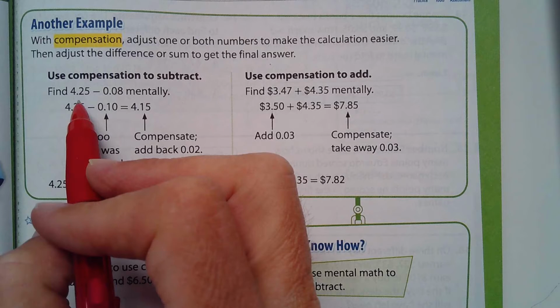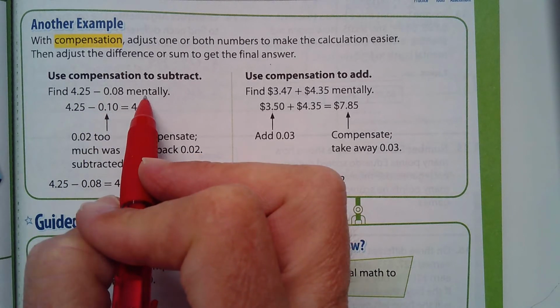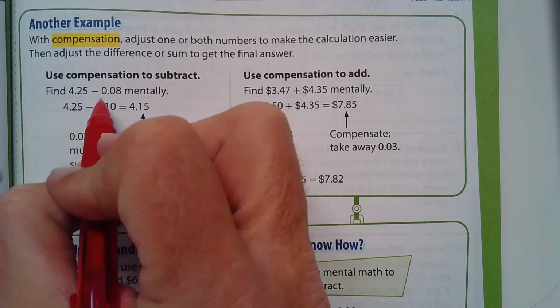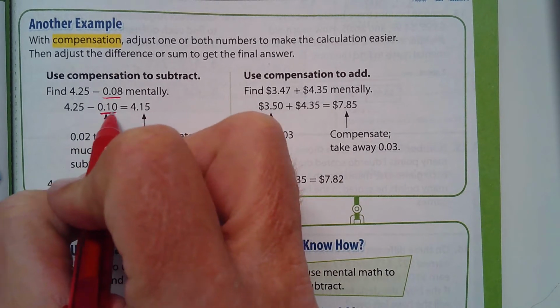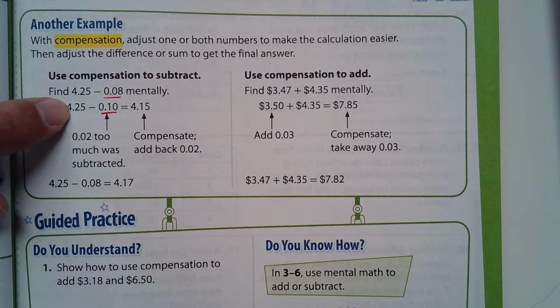It says find 425 minus 8 mentally. Well, what they did is they just changed the 8 to 10, and it's easier to subtract 10 from 425. What's that going to be? It's going to be 415.